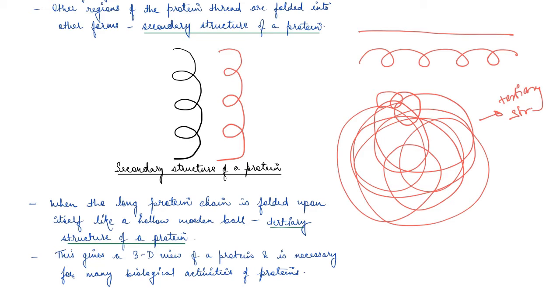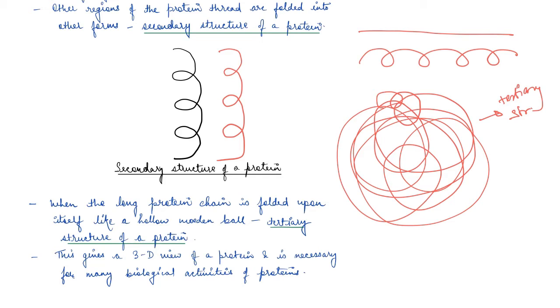And why this chain of amino acids is folding is because a lot of biological activities of proteins are carried out once they get folded into these tertiary structures. So basically, this structure is very, very necessary for all the biological activities of the proteins.